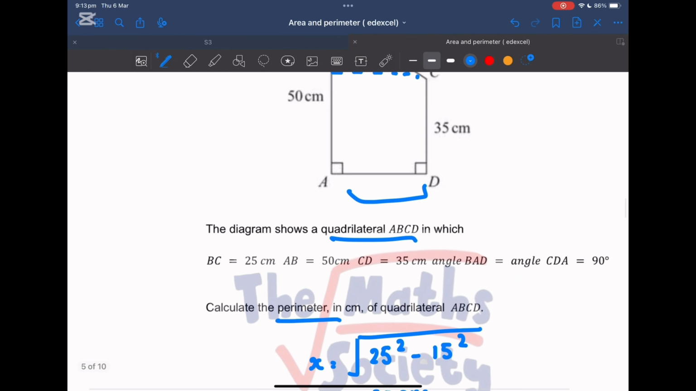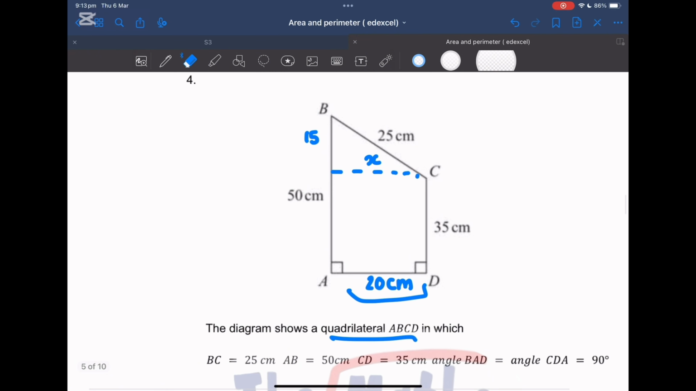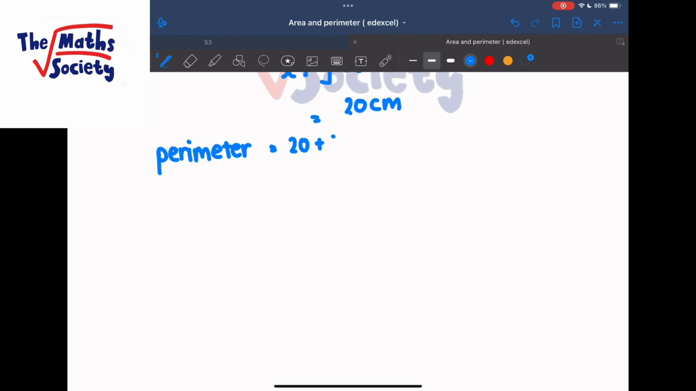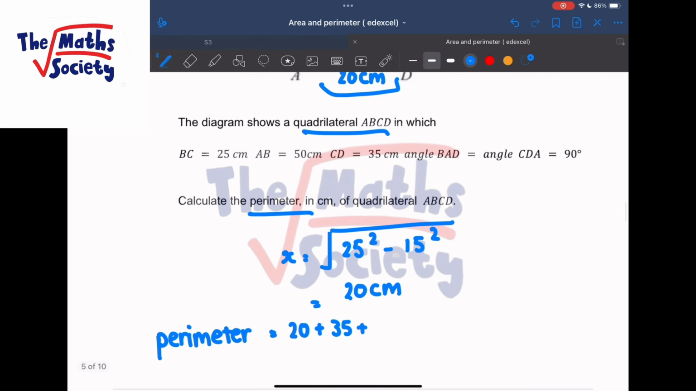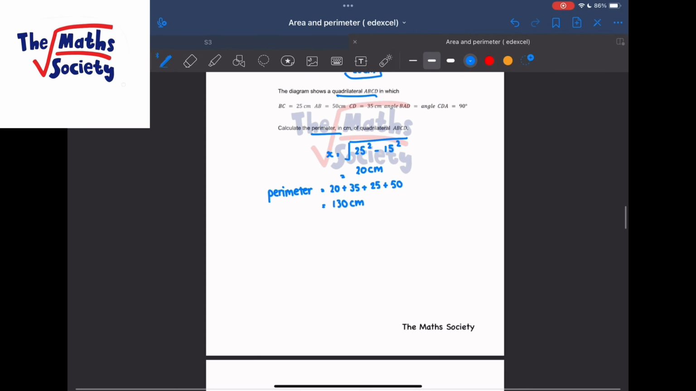So then we can find the perimeter, which will give you 20 plus 35 plus 25 plus 50 centimeter. That gives you a total of 130 centimeter, and that's the perimeter. Then we'll move on to question number 5.